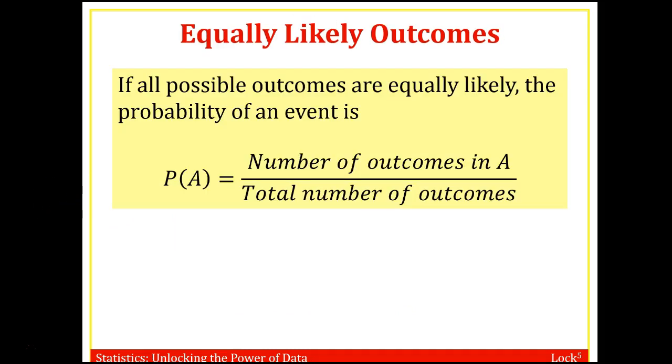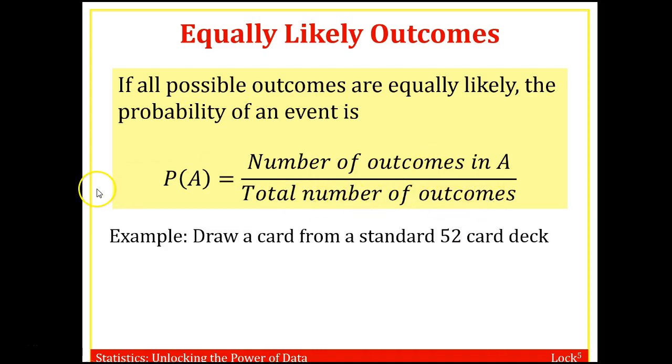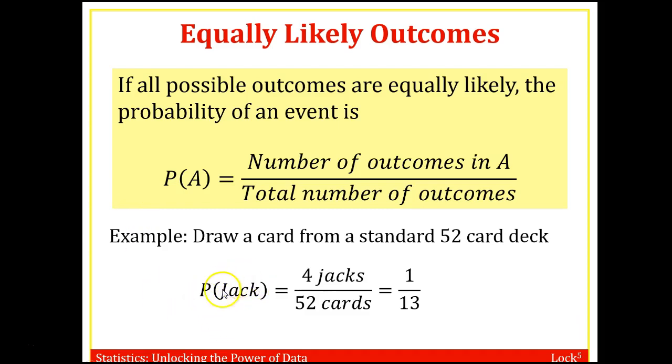All right, so if all possible outcomes are equally likely, the probability of an event is given by P parentheses A, the number of outcomes in A, the number of ways event A could happen, divided by the total number of outcomes. This is maybe a little bit hard to understand, so let's look at some examples. If we draw a card from a standard 52 card deck, it has diamonds, clubs, spades, and hearts, all the way from ace to king. The probability of picking a jack: there are 4 jacks in the deck, and there are 52 cards total, so it would be 4 out of 52, or 1 out of 13 reduced.